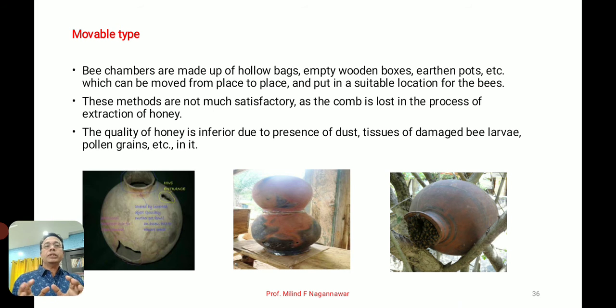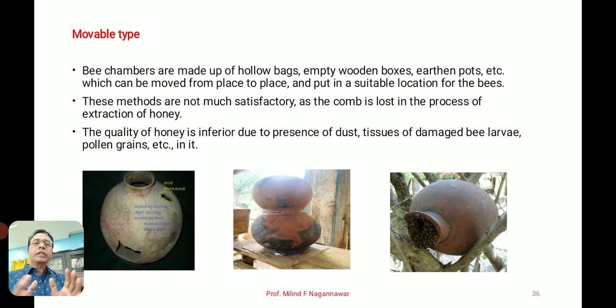Now, the bee chambers in the movable type are made in hollow bags, empty wooden boxes, earthen pots, kelps, etc. Once the honey hive is made in these chambers, maybe in the earthen pots, wooden boxes or bags, once the hive is constructed, it can be moved from one place to another. For safer places you can move it. So, that is why these types are known as the movable type of beekeeping.